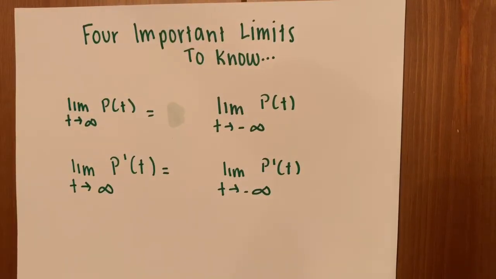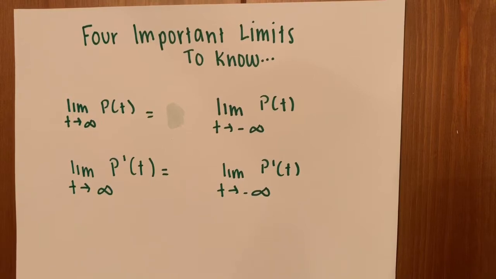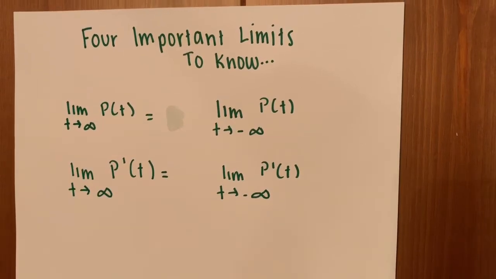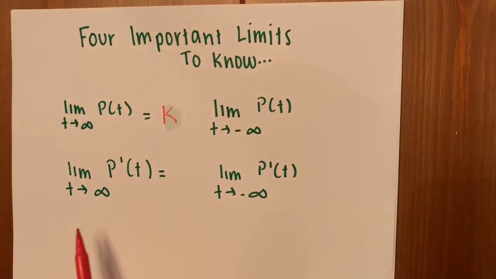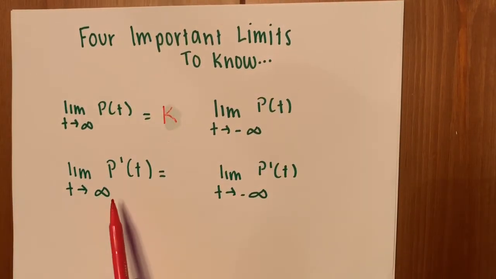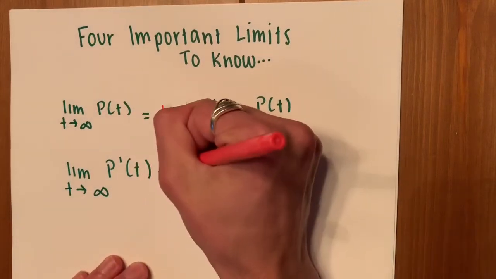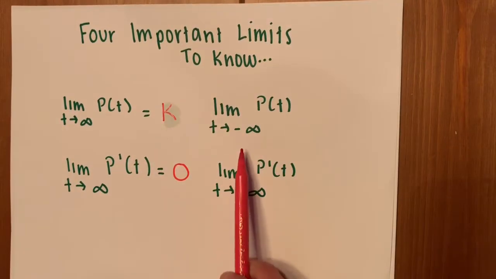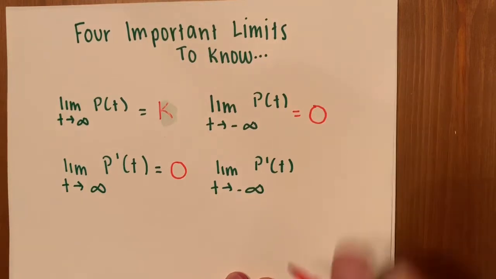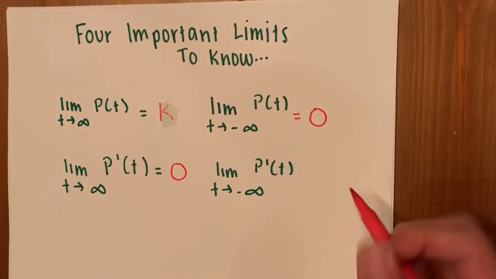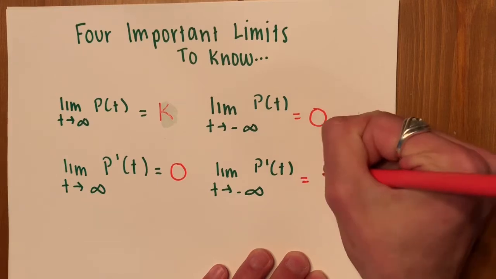Four important limits to know in logistic growth are: the limit as t approaches infinity of P(t), which is K. The limit as t approaches infinity of P'(t), which is 0. The limit as t approaches negative infinity of P(t), which is equal to 0. And the limit as t approaches negative infinity of P'(t), which is also equal to 0.